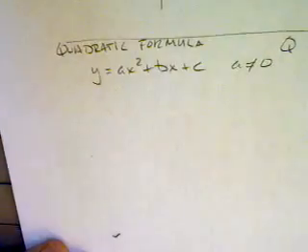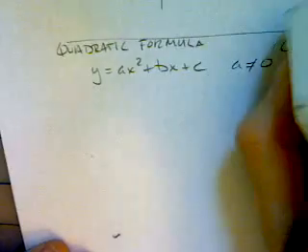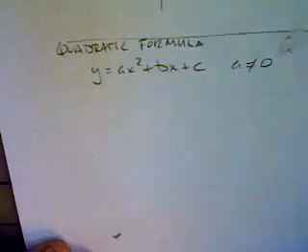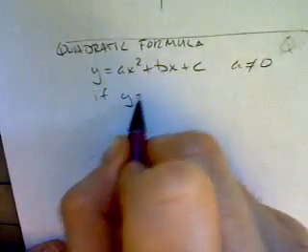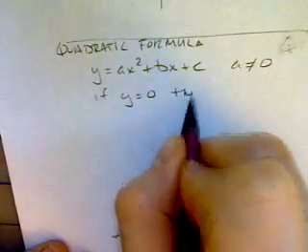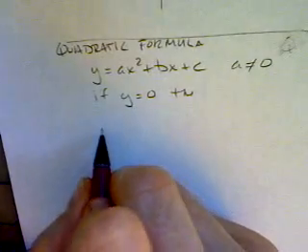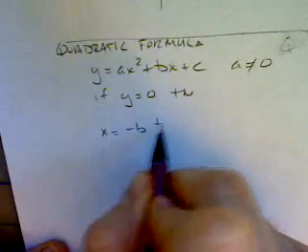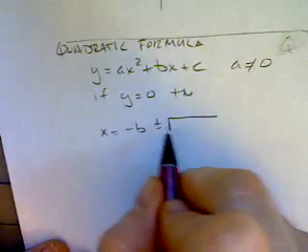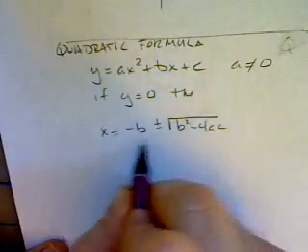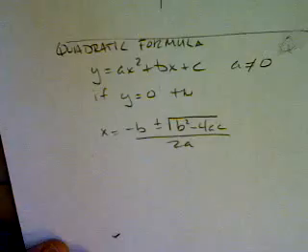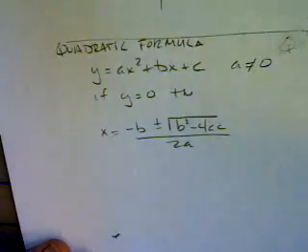A cannot equal 0 because then it ceases to be the quadratic formula. Okay, and if y equals 0, then x equals negative b plus or minus the square root of b squared minus 4ac all over 2a. And we wonder, how do we get this?